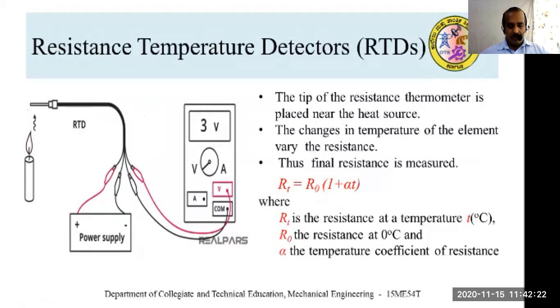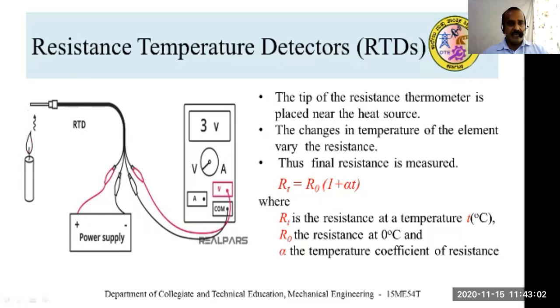In operation, when the tip of the RTD is heated, there is a change in temperature due to which the resistance changes. The final resistance is given by the equation RT = R0 (1 + αT), where RT is the resistance at a temperature T degree centigrade, R0 is the resistance at 0 degree centigrade, and α is the temperature coefficient of resistance.